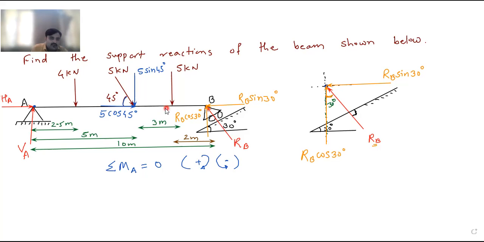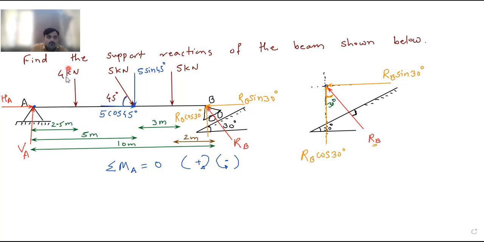If you extend its line of action like a dotted line this way, it passes through point A. So the moment of this RB sin 30 is also 0. So the moment of RB sin 30 will be 0, HA 0, VA 0.